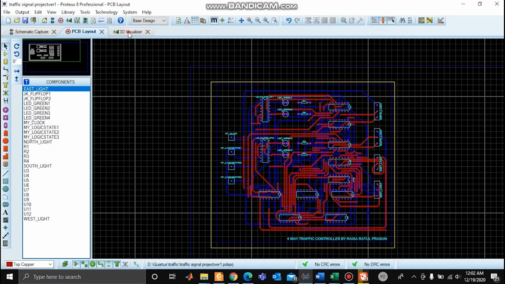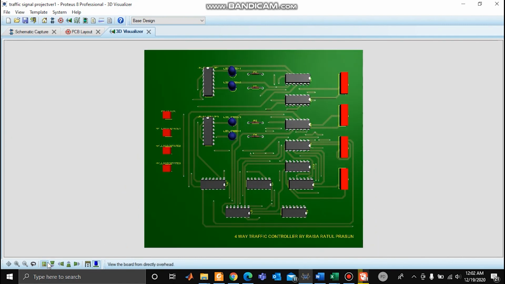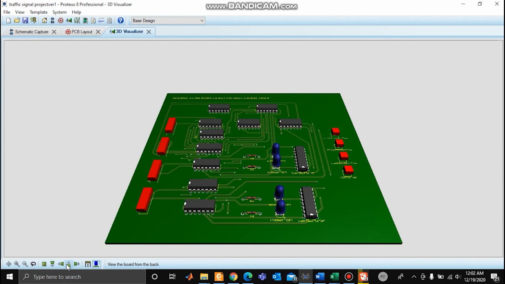Now let's look at the 3D visualization of our circuit. This is the 3D visualization of our circuit. This is the front part. This is the back view.